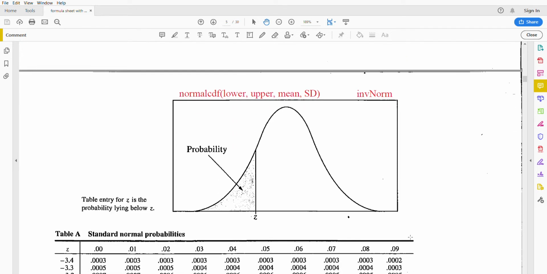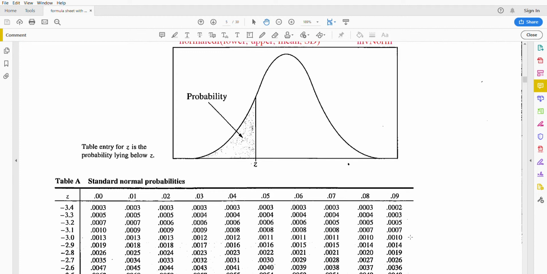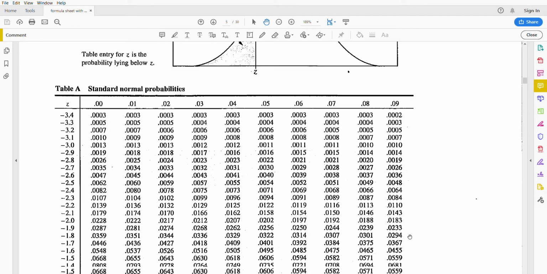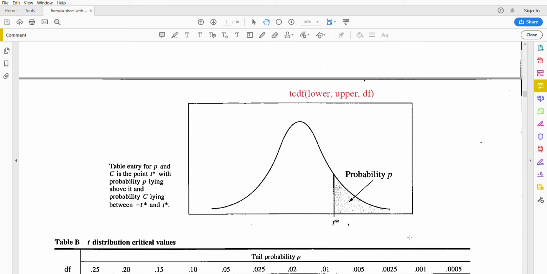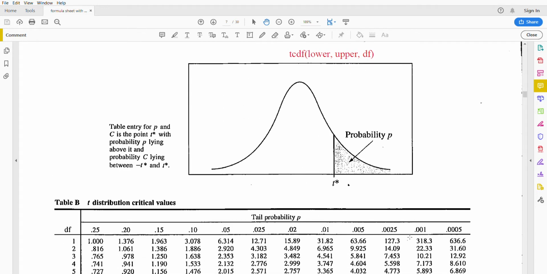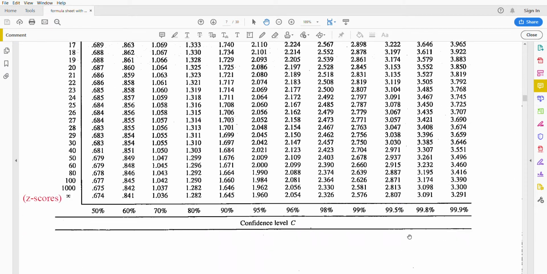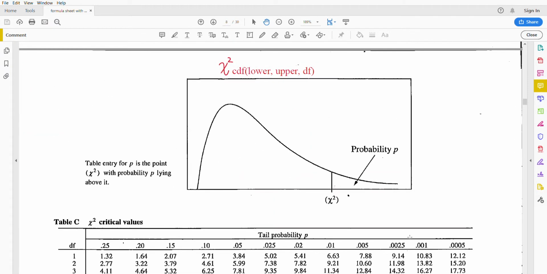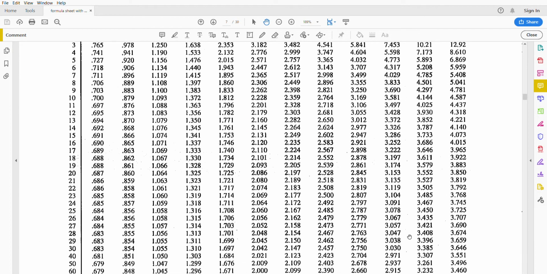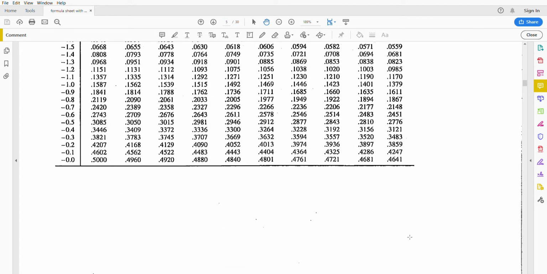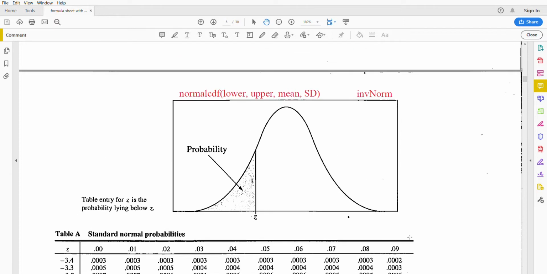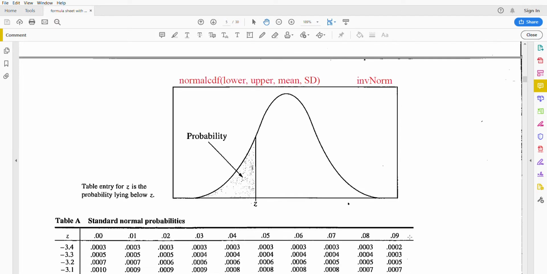Now we're getting to the tables. All these tables do is tell you areas under different curves. This is table A, which just lists a bunch of areas under a normal curve, and it's 2 pages long. And this is table B, which lists areas under a t-distribution or t-curve. And then table C is areas under chi-square curves. So you can actually use the tables to find the areas. This is how it was done in the olden days before the advancement of technology. But you also have some commands on your calculator to do the exact same thing.